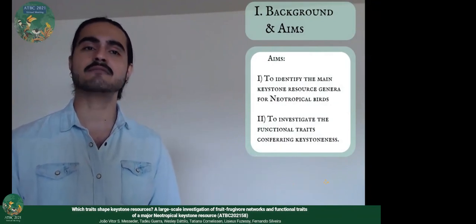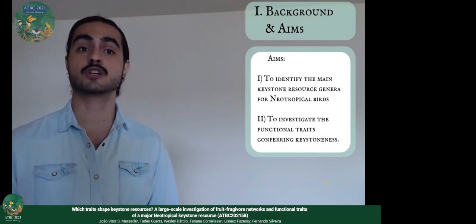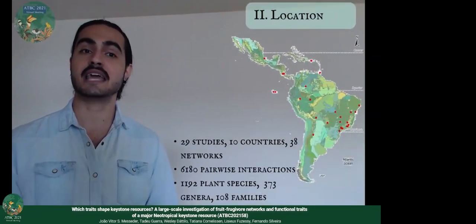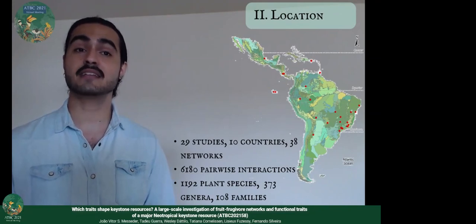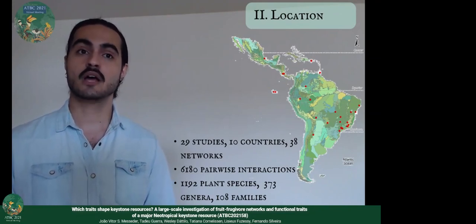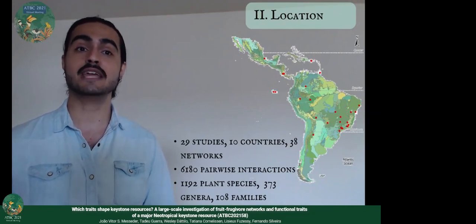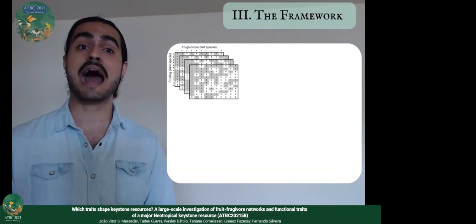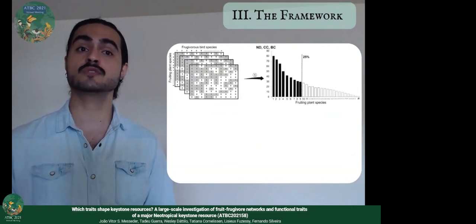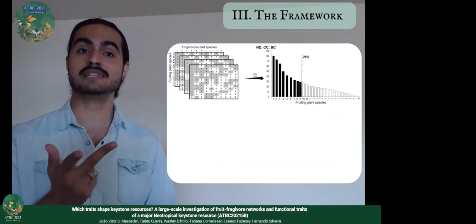Here, we quantitatively identify which plants can be keystone and what are their functional attributes. We worked at the neotropical scale to investigate which genera among the 373 present in the networks could be a keystone. To do that, we gathered 38 networks and calculated for each plant species three complementary metrics that measure how connected a species is to its frugivorous partner: normalized degree, closeness, and betweenness centrality.